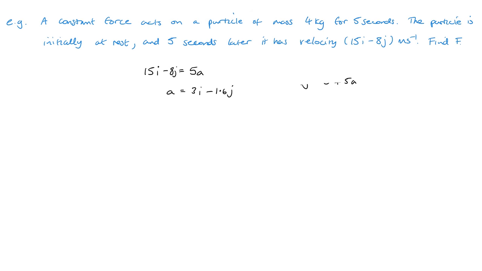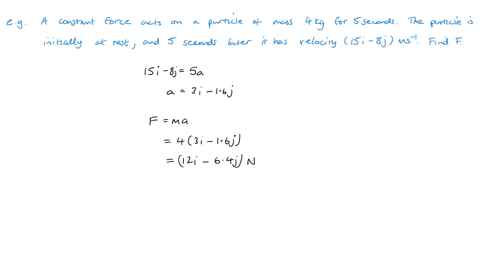Okay, but anyway, right. So now I've got the acceleration, I want to find the force. So F equals ma. The mass is 4 and a is this, isn't it? 3i minus 1.6j. So that's 12i minus 6.4j, and that there is in newtons. And you can leave it like that.